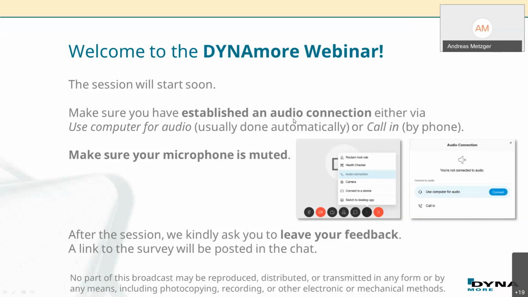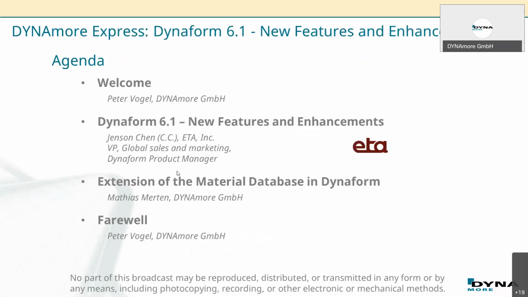Today, we're going to have two presentations. The first one will be held by our special guest, Mr. Jenson Chen. Jenson is Vice President at ETA, responsible for global sales and marketing, and Dynaform product manager. Jenson will show us the new version 6.1 of Dynaform, which will be released pretty soon. Afterwards, my colleague Matthias Merten will give a live demo of how to extend the material database in Dynaform.